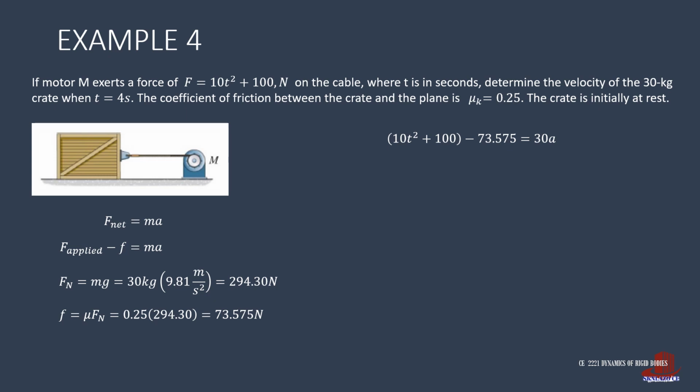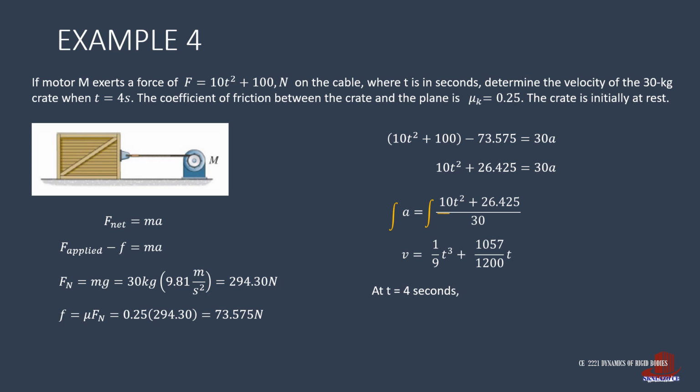Plug this into the equation to have 10t squared plus 100 minus 73.575 is equal to 30a. This can be shortened as 10t squared plus 26.425 is equal to 30a. Rearrange the terms to isolate a, then integrate it to have velocity, with the formula 1/9 of t cubed plus 0.88t. By placing t as 4 seconds, velocity is then computed as 10.63 meters per second.